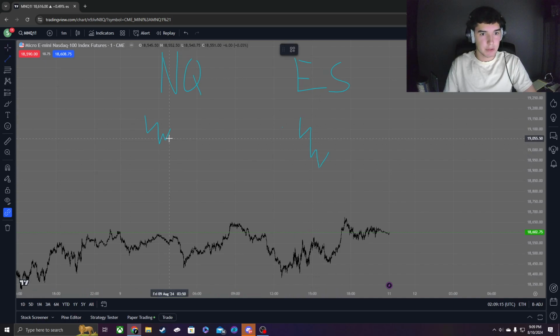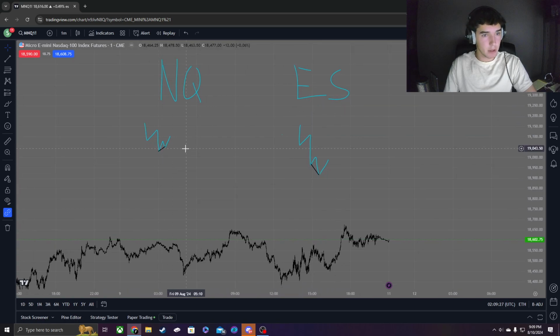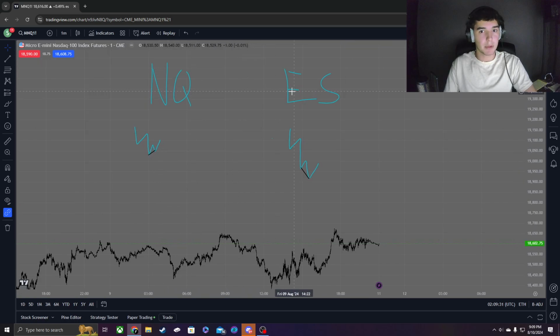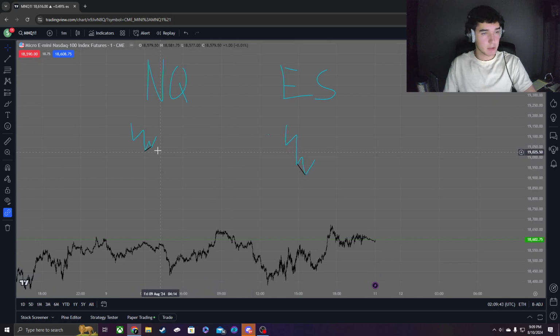So right here, this would be your SMT divergence, between these lows right here. Because you can see NQ makes a higher low on this low, ES makes a lower low. Okay, because these are the lows, that means you can expect a pretty big up move on both of these indexes. And if you're trading, you'd probably put your trade in on ES because it still hasn't switched structure. Basically, it's not preparing to switch structure. All right. This would be a bullish SMT.